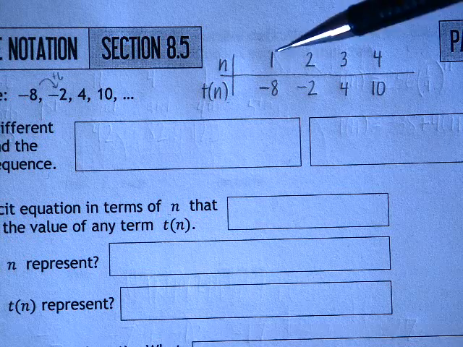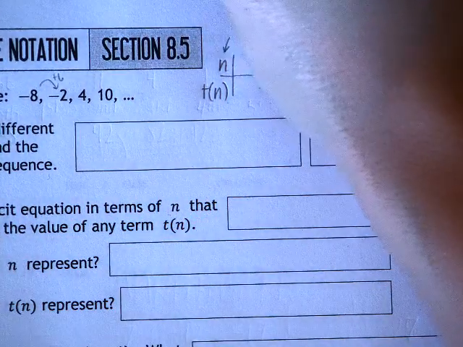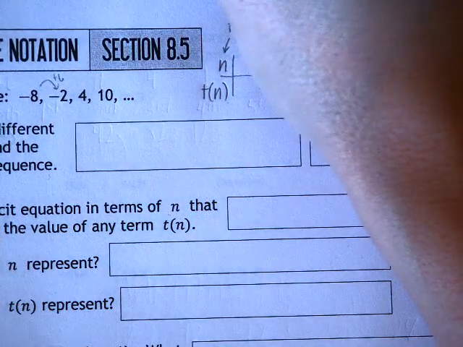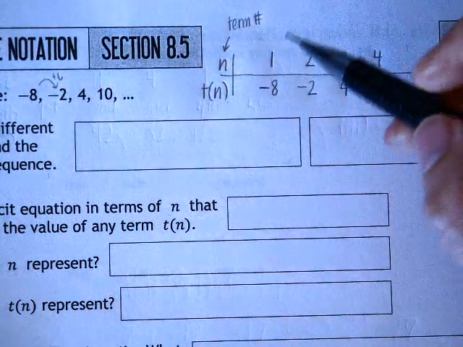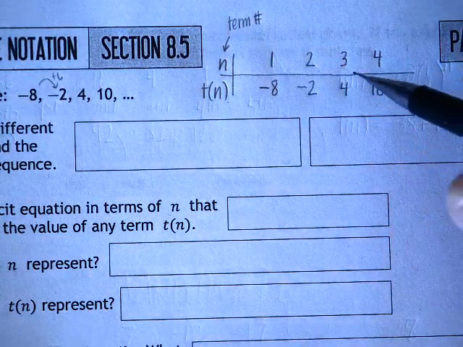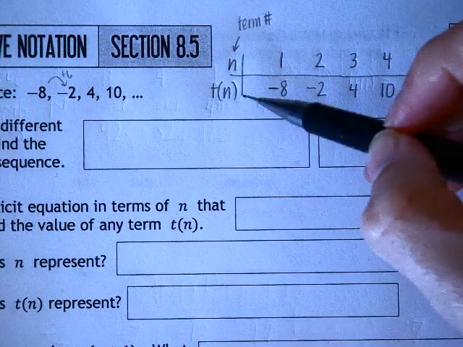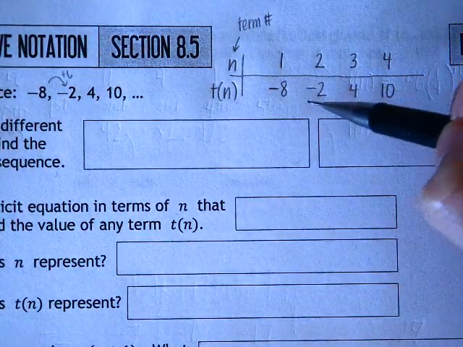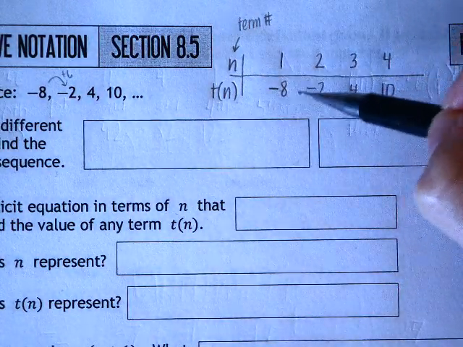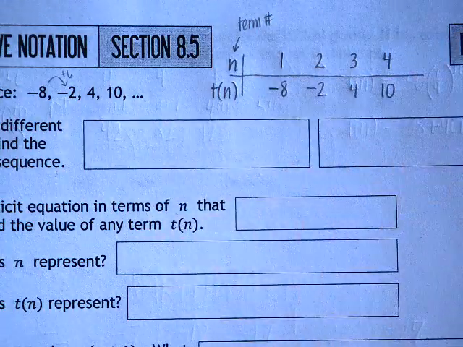So just remember that n is essentially like the term number. It's kind of like saying where you are in the sequence. You're in the first spot, you're in the second spot, you're in the third spot, you're in the fourth spot. And t of n is the actual value of the term itself. t of n is the actual number in those spots.